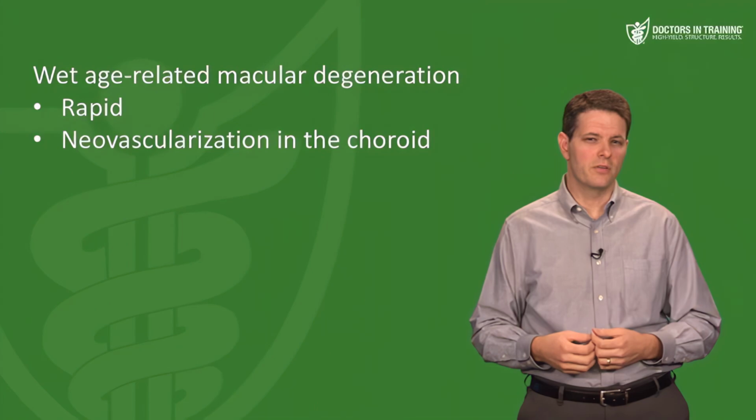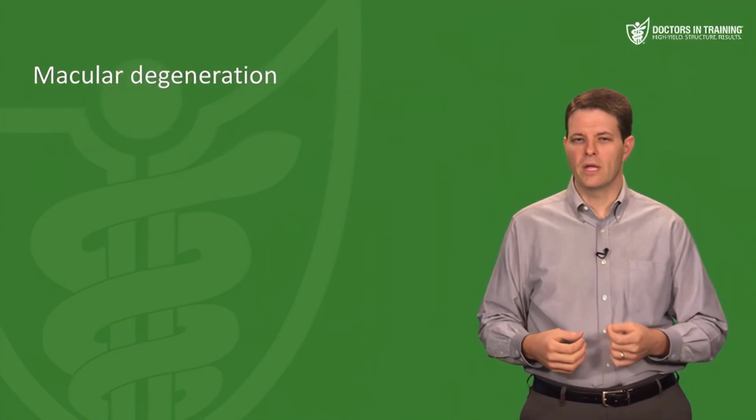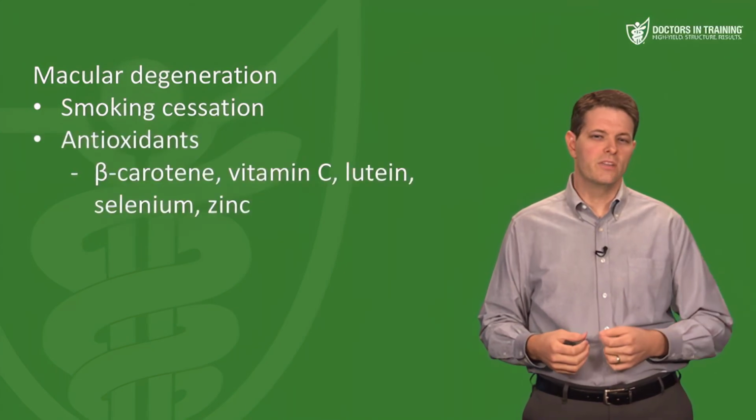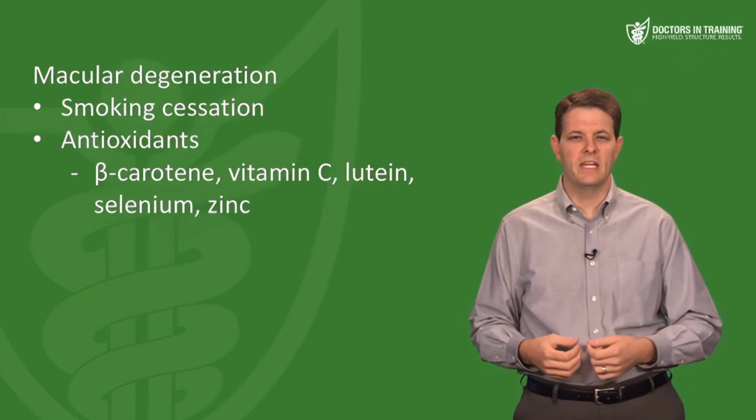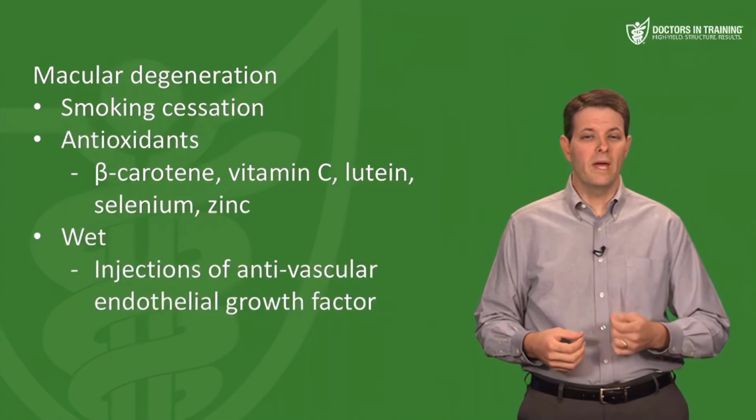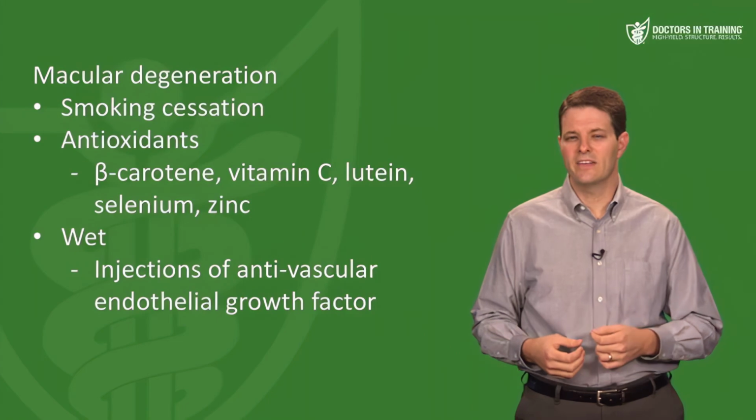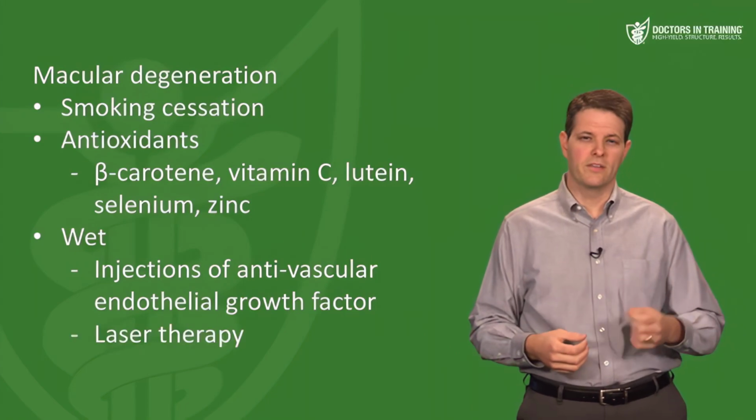damage the photoreceptors. Now, one of the major risk factors for macular degeneration is smoking, so you need to counsel these patients to stop smoking. And then treatment includes supplementation with antioxidants such as beta-carotene, vitamin C, lutein, selenium, and zinc. Patients with wet age-related macular degeneration can sometimes be treated with injections of anti-vascular endothelial growth factor into the vitreous humor, or you can treat with laser therapy.